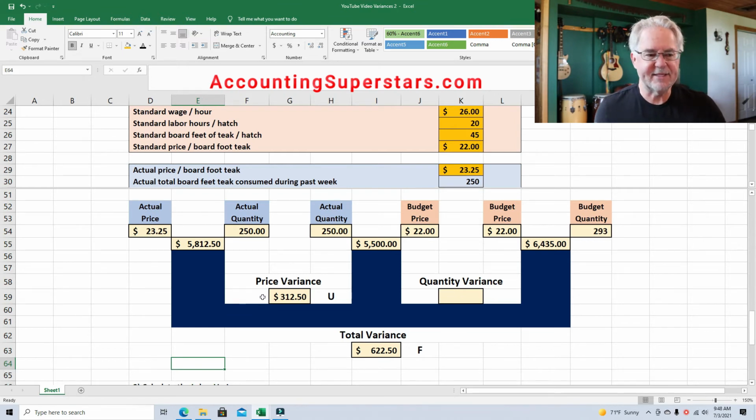And it makes sense too. They budgeted $22 a board foot, but they ended up paying $23.25 a board foot. And you know what? It added up. Because of that price difference, they had to spend an extra $312.50. All right, so that's how that works out. So they're over budget with that.